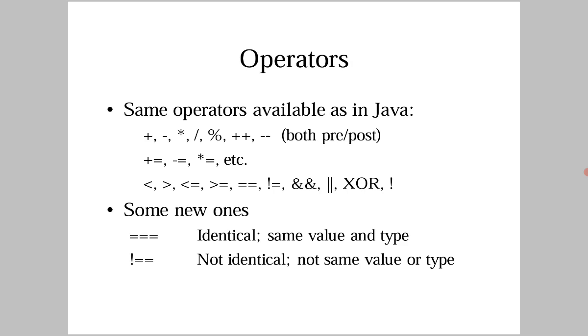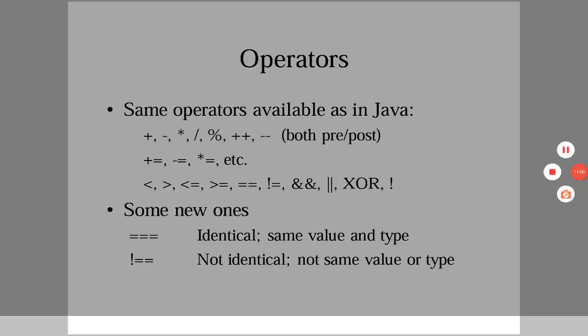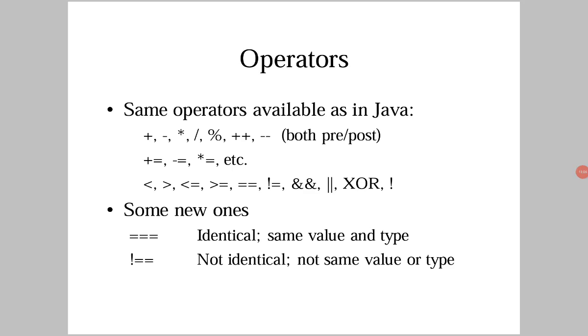The operators used in PHP are almost the same as in the Java language, like plus for addition, minus for subtraction, star for multiplication, slash for division, percentage for remainder, plus plus and minus minus for increment and decrement operators, and plus equals, minus equals, star equals for assignment operators, less than, greater than, less than or equals to, greater than or equals to, double equals, not equals, double ampersand, double vertical bar, XOR, and not.